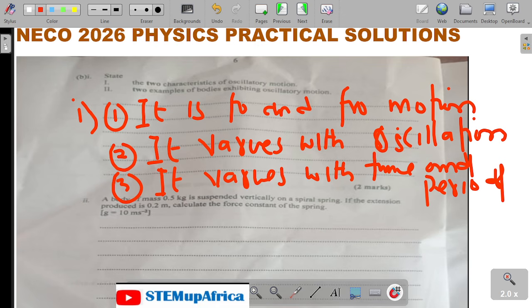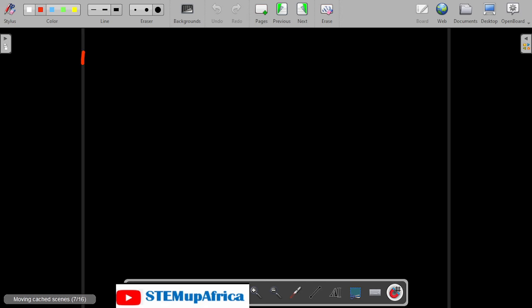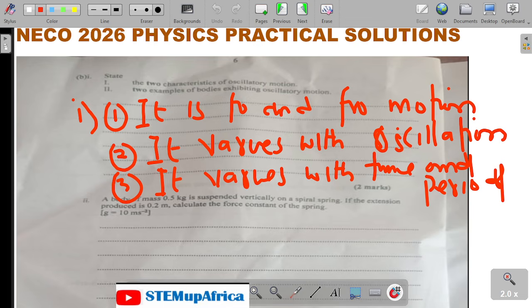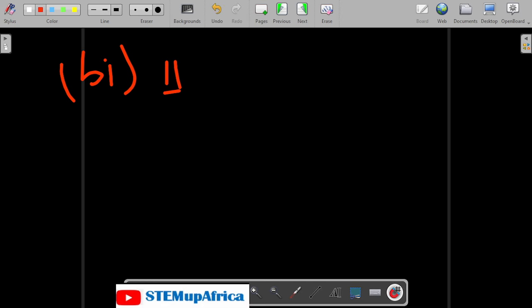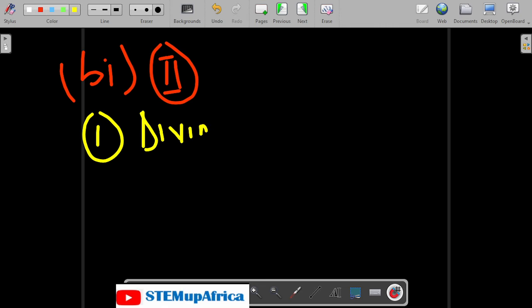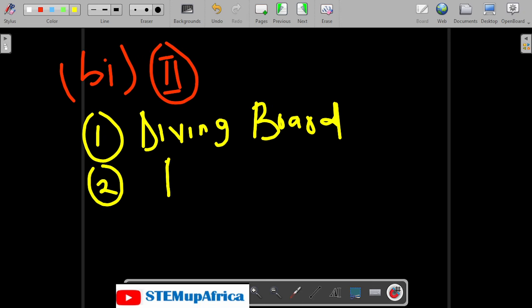Then you say you should do B now. Remember to go to B numeral 2. You say we should give examples of bodies performing oscillatory motion, like we said. Example of body performing oscillation: we have the diving board, the one they use in the indoor Olympics. 2, we have the vibratory string.